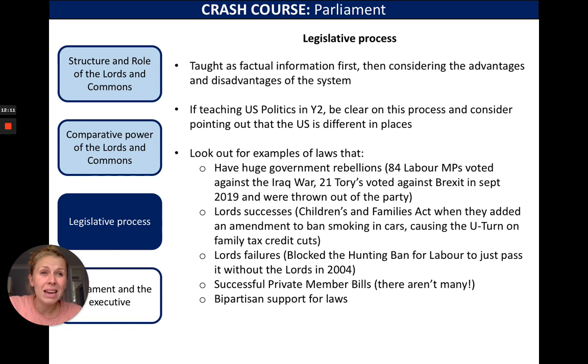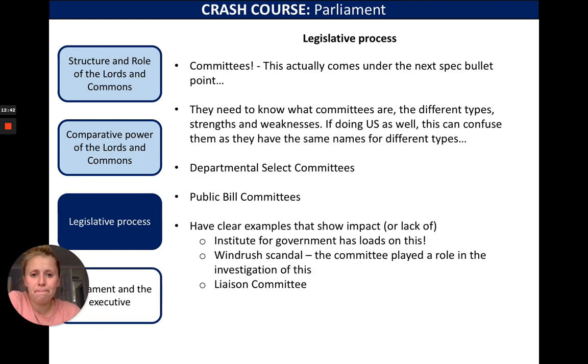There aren't many, and if they are, they tend to be quite undramatic. The big one is the Abortion Act, I think 1967. So keep an eye out for private members bills that are successful, and there's some really good stats on the Institute for Government that tell you how many private member bills get passed compared to not, and it's minuscule. But also keep an eye out for bipartisan support of laws. We don't tend to use the word bipartisan in UK politics, it's more US, but it's good to note when there are times that things go all the way through so the kids can understand Parliament isn't just about you versus them. There's also some collaboration in there.